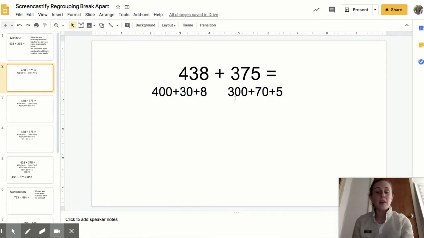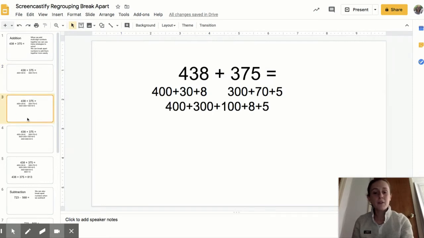When I took a look at my hundreds, tens, and ones, I quickly noticed that I had 3 tens and 7 tens. And I know that 3 and 7 are friends of 10, and that if I add them together, these tens can bundle together to make a group of 100. So I added 30 plus 70 together, and my new addition sentence now is 400 plus 300 plus 100 plus 8 plus 5.